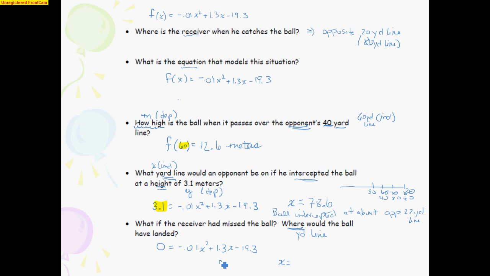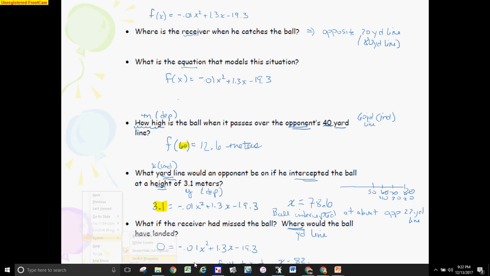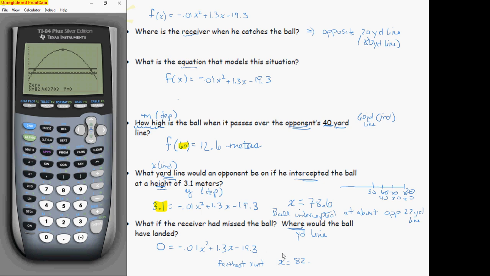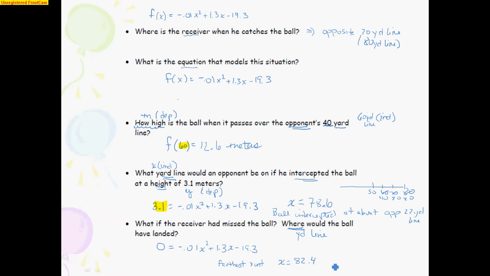And you say, I want the farthest x-intercept, and that was, I already forgot, 82 point something? Is that what it was? 82.4 is so about what, the 18-yard line? About the opponent's, right?